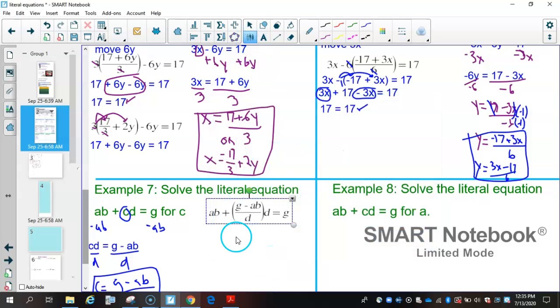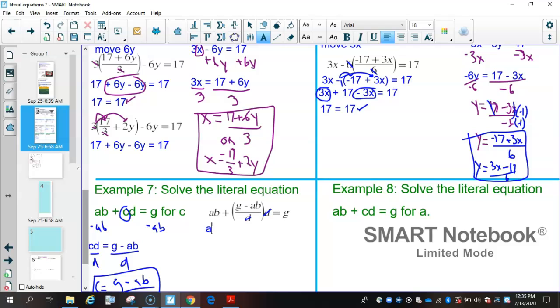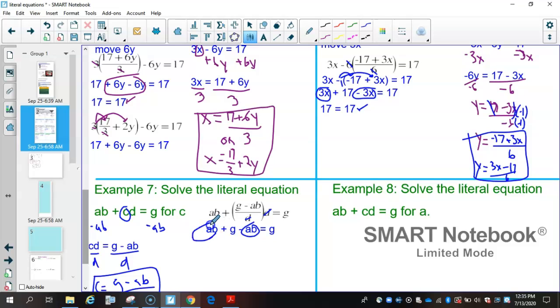And then in this example, this D is being multiplied to this entire fraction, so these D's become 1, and we're left with AB plus G minus AB equals G. We have like terms we can combine. Oops, that was supposed to circle the negative as well. I don't know why that circle was so big. When we combine those two, we get G equals G, which is what we wanted. So that works.